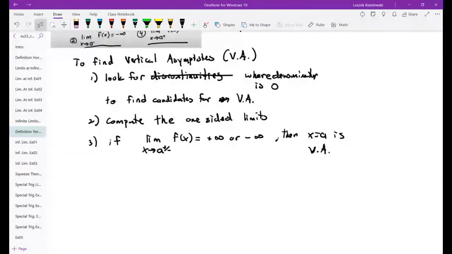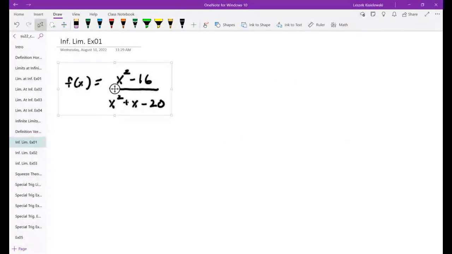All right, so that's just a quick definition. To find vertical asymptotes, you look for where the function is discontinuous. For our purposes, it's just where the denominator is 0 for now. And then you compute the one-sided limits, and if at least one of those one-sided limits gives you plus or minus infinity, we can conclude that we have a vertical asymptote. So here for the first example, we're going to look for vertical asymptotes. So here the function is going to be undefined whenever the denominator is 0.